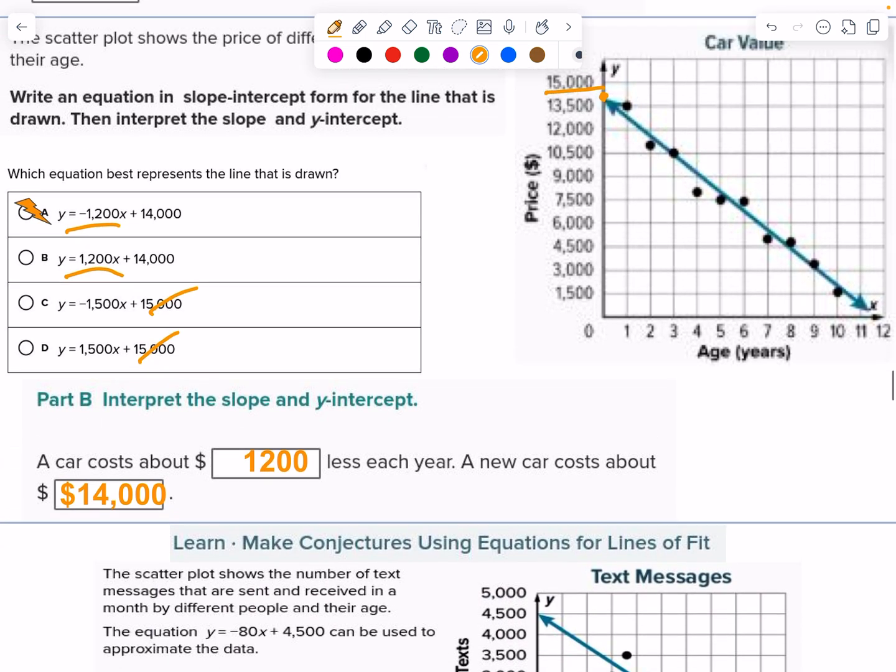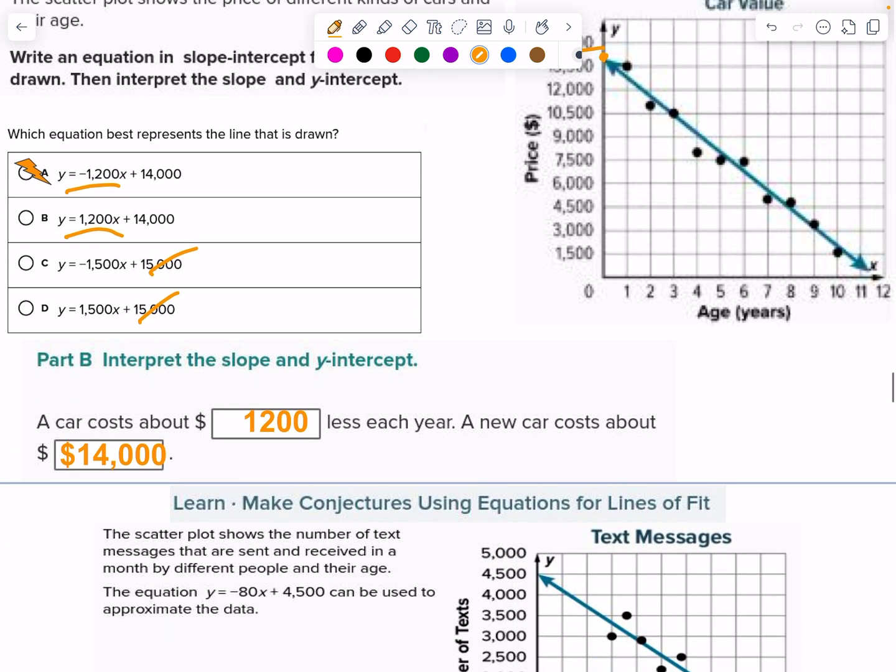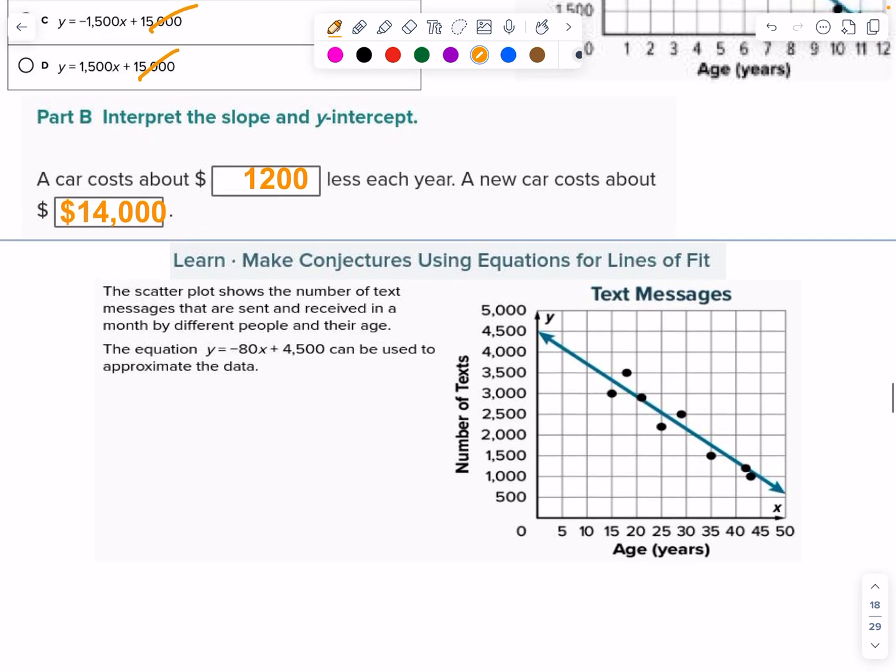So this means a car costs $1,200 less each year. A new car cost about $14,000. Boy, this is a while ago.